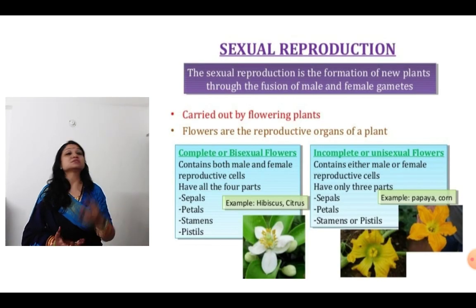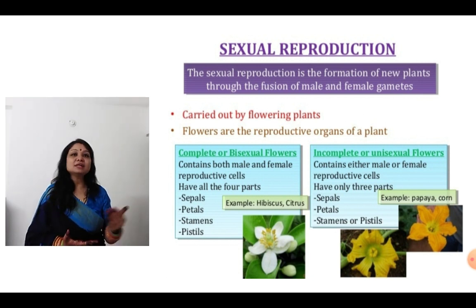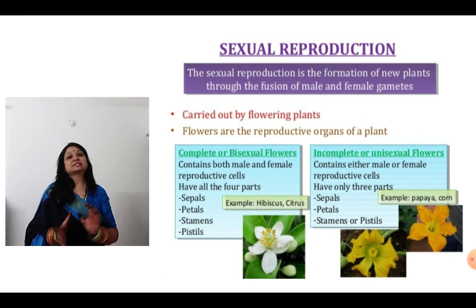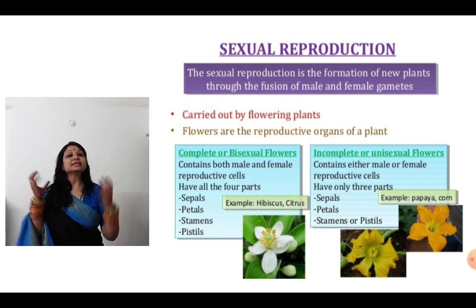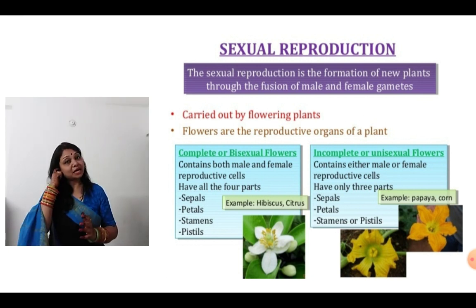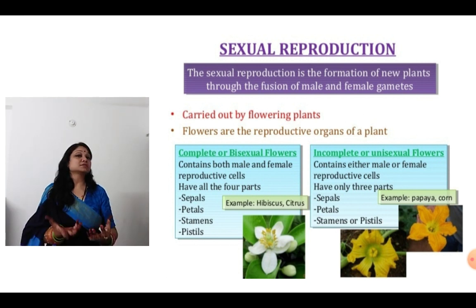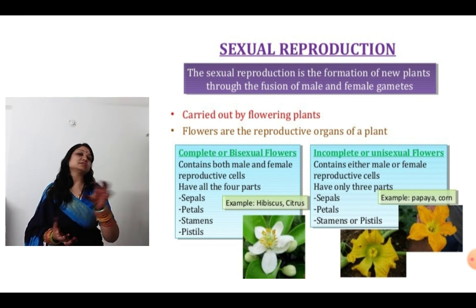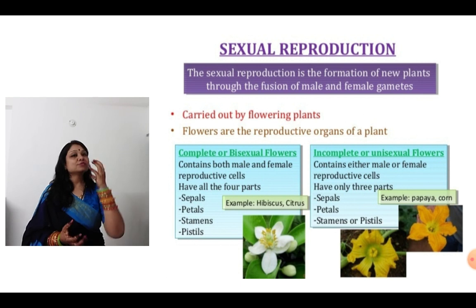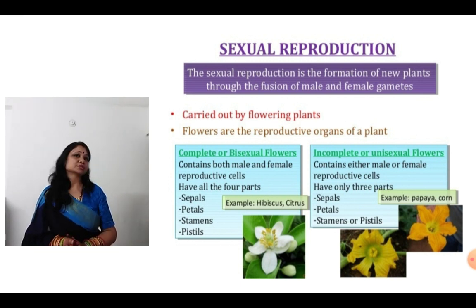Sexual reproduction is the formation of new plants through the fusion of male and female gametes. Mainly it is carried out by the flowering plants. As we all know, the male and female reproductive parts in a plant are there in the flower. So if I ask you what the reproductive organ in the plant is, your answer must be flower. Both male and female parts are there in the flower only, so only flowering plants can carry out sexual reproduction.